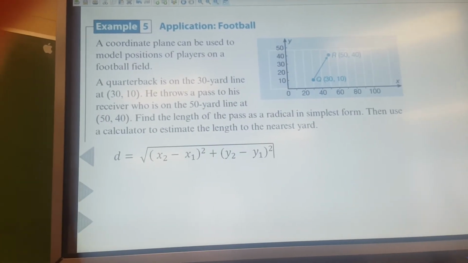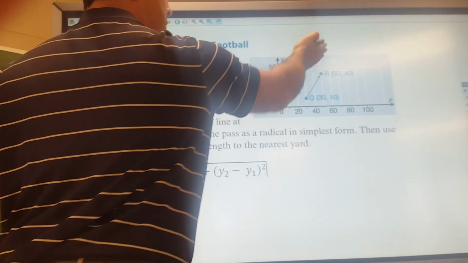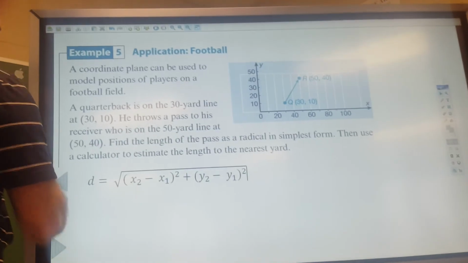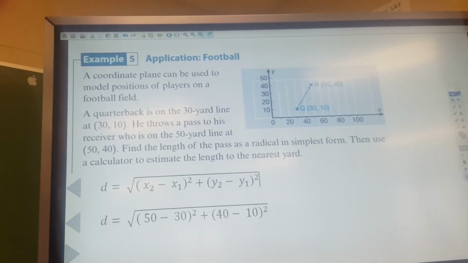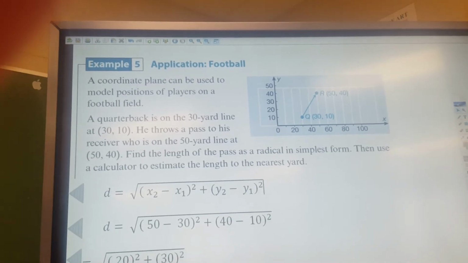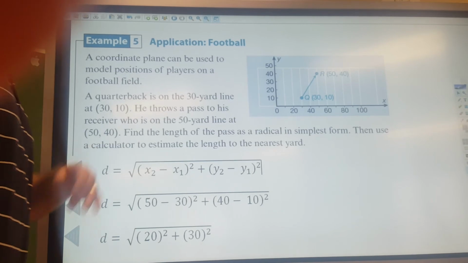So once again, we're going to use our distance formula. Plug those in. X values, 50 and 30. 50 minus 30 will give us our x. 40 minus 10 will give us our y. We plug those in just like that. Subtract inside the parentheses first. 50 minus 30 is 20, and then we square it. 40 minus 10 is 30, then we square it.